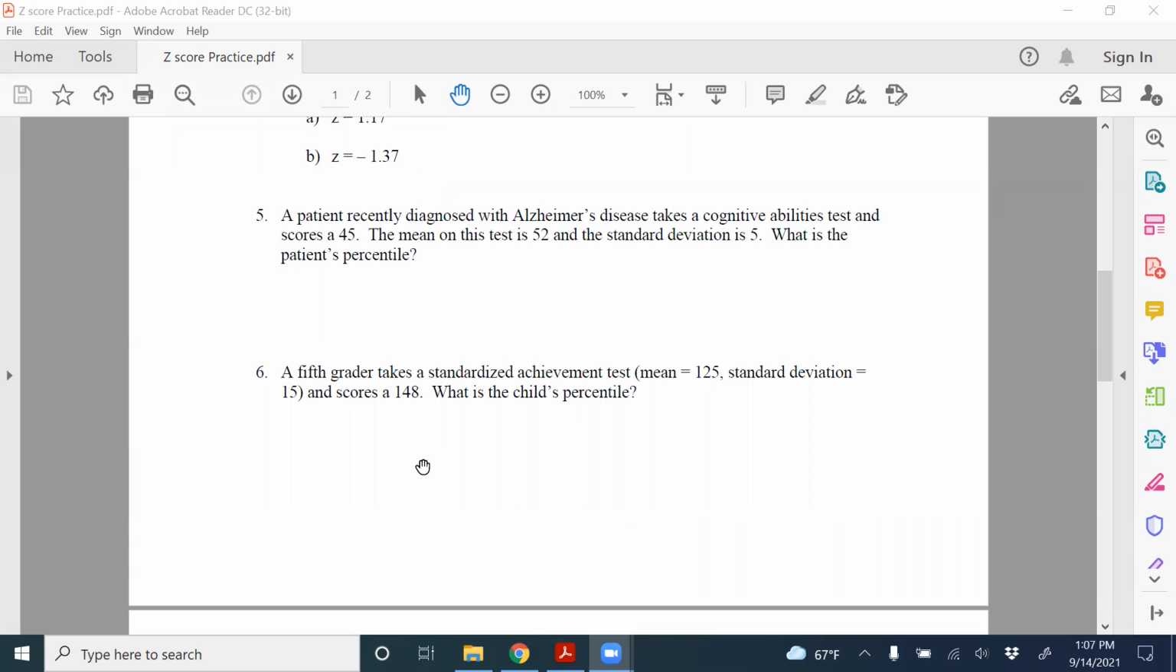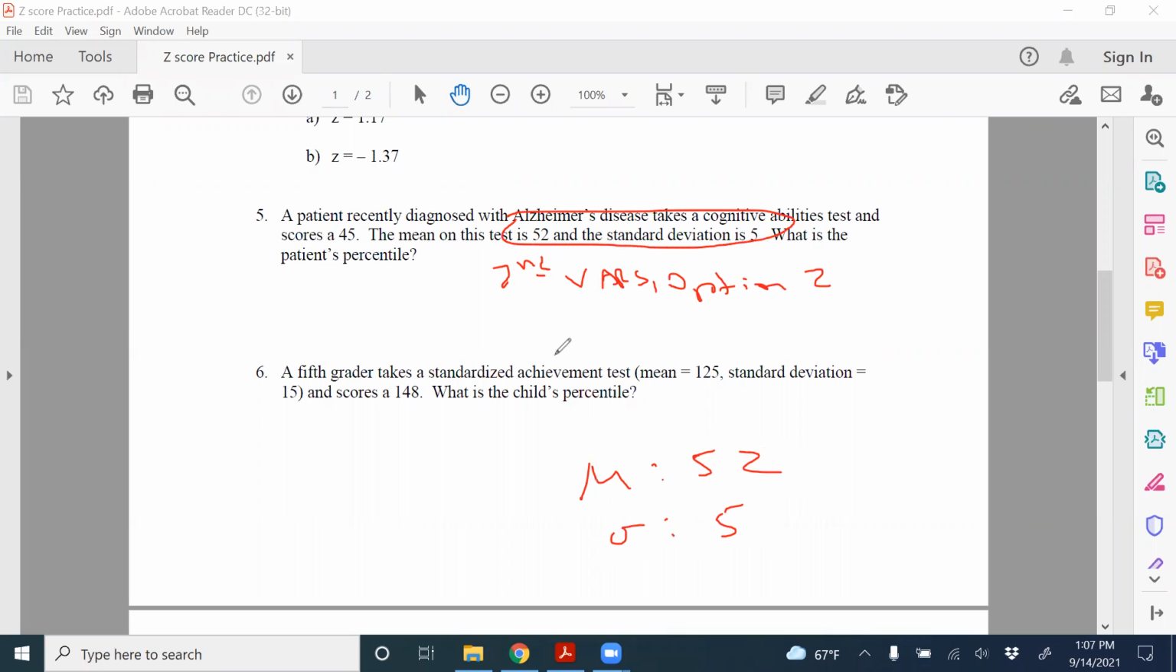For number 5, you're told that someone scores a 45 on a cognitive abilities test, the mean is 52, and the standard deviation is 5. What was the patient's percentile? Again, you could just use the 2nd Vars, option 2, normalcdf. In this case, you make mu 52 and sigma 5. When you're doing z-scores, you make mu 0 and sigma 1. But since you're just given what the mean and standard deviation are, of course, you go with that.